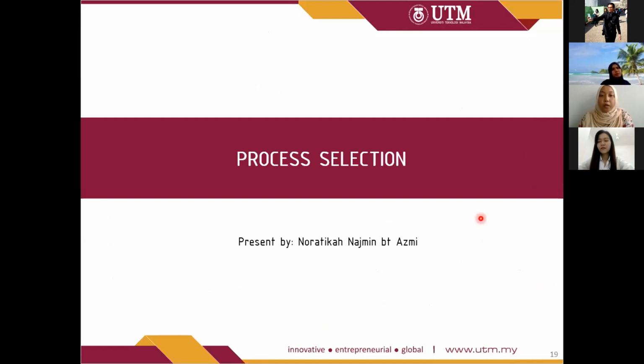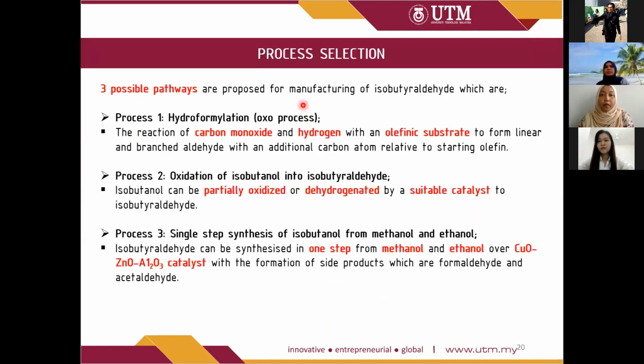So I will proceed with the process selection. We have 3 possible pathways for our production of isobutyraldehyde. Process 1 is hydroformylation, also known as the oxo process in industry. This is the reaction of carbon monoxide and hydrogen, also called syngas, with an olefinic substrate to form linear and branched aldehydes with an additional carbon atom relative to the starting olefin. The second process is the oxidation of isobutanol into isobutyraldehyde. The isobutanol can be partially oxidized or dehydrogenated by a suitable catalyst to form isobutyraldehyde.